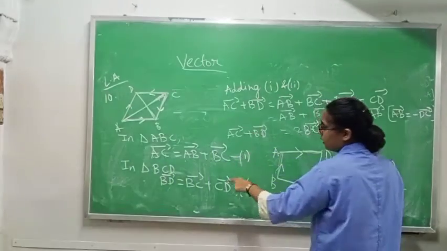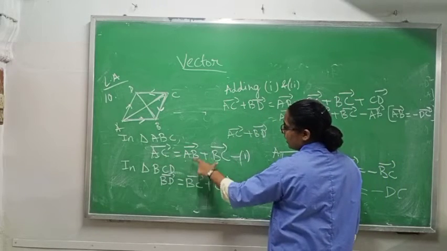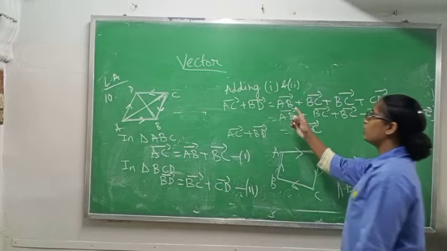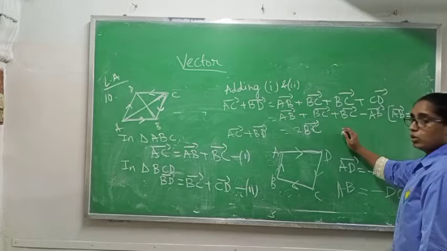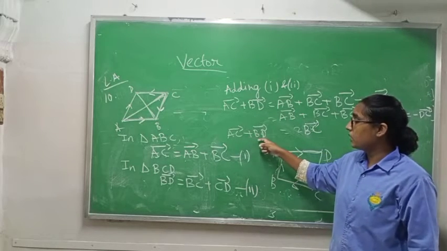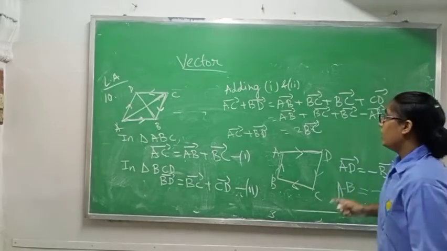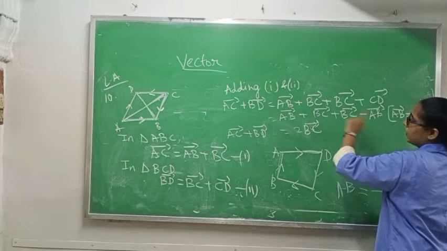When you add 1 and 2, AC vector plus BD vector will add up, and here LHS and RHS will add. It will give you AB vector plus BC vector plus DC vector plus CD vector. Okay. Now I have to prove that AC vector plus BD vector equals 2BC. 2BC I got, but in place of CD or AB I have to remove this one.